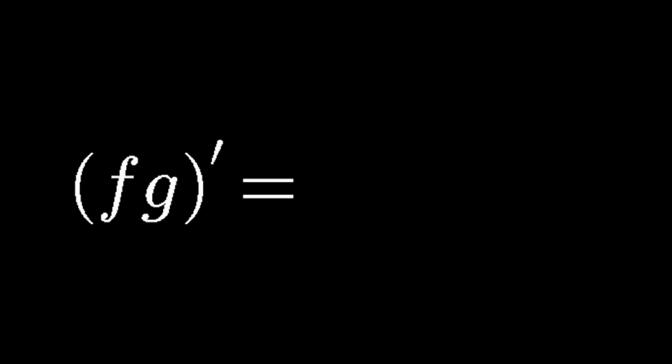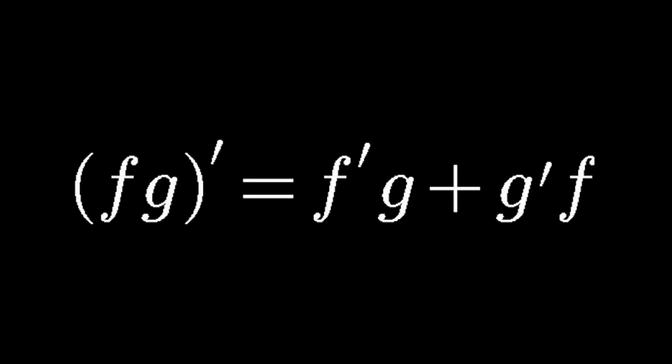Next, the product rule. Use this rule if you're trying to find the derivative of two functions multiplied together. Basically, you find the derivative of the first multiplied by the original second, then add that to the derivative of the second multiplied by the original first. By the way, if you didn't realize, this apostrophe thing means prime, which means the derivative of.